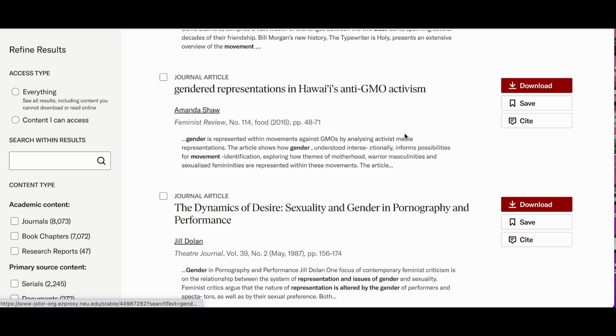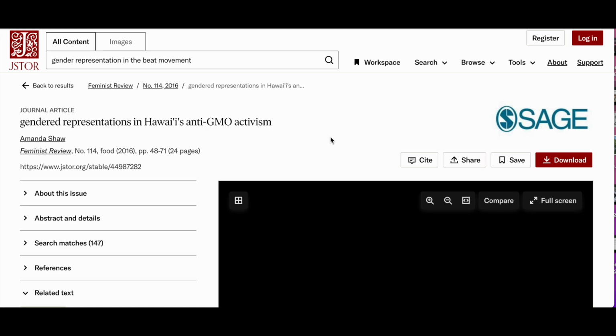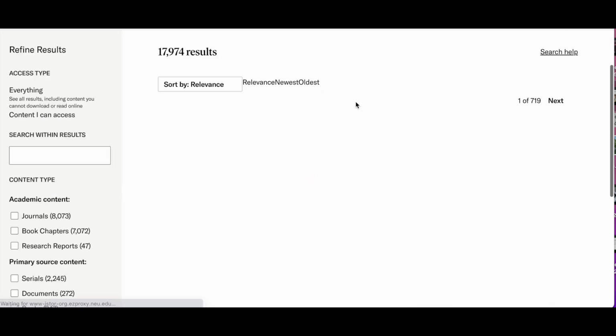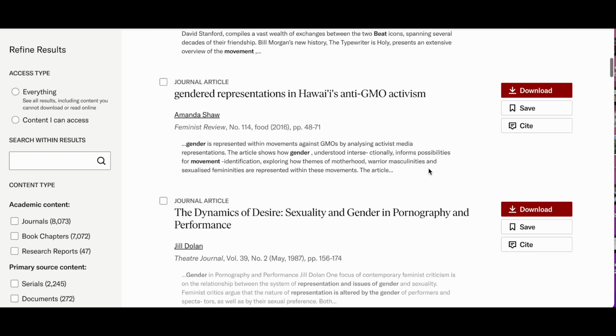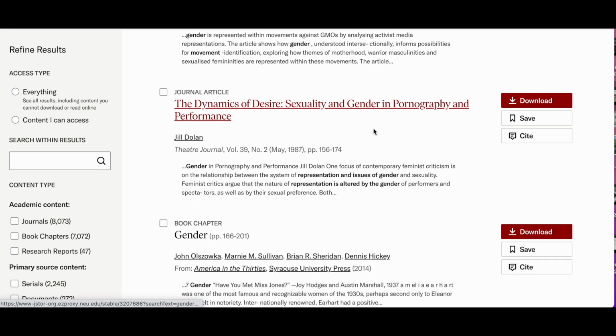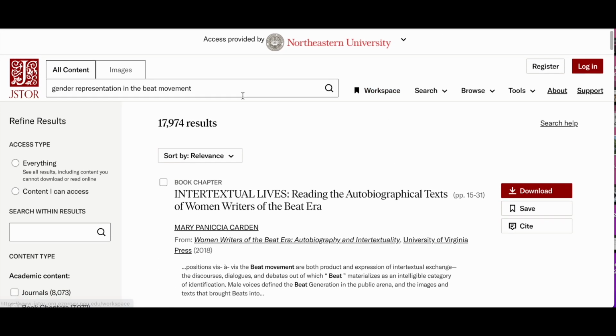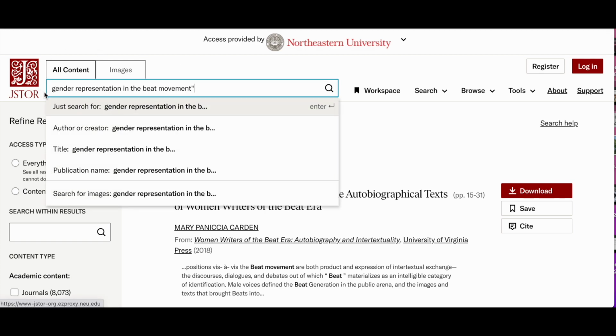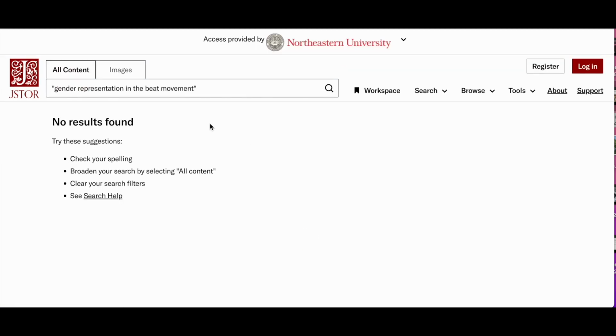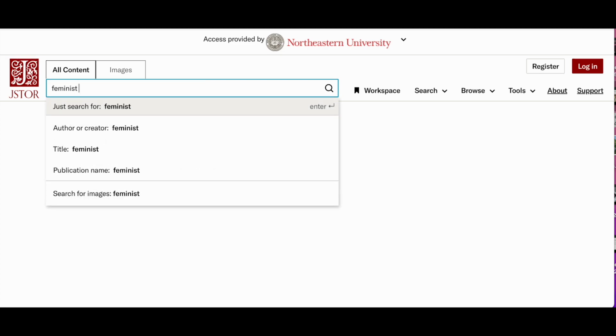But you can see gendered representation in Hawaii's anti-GMO activism is not even close to anything that I'm trying to do here. And the dynamics of desire, sexuality, gender, and pornography and performance also doesn't really have much to do with the Beat movement. So I'm getting more gender studies type things here because I've got gender in there, but I'm looking for feminist literary critique. So I don't know if it's going to improve. If I put it all in quotes, it doesn't happen. So let me try this then.